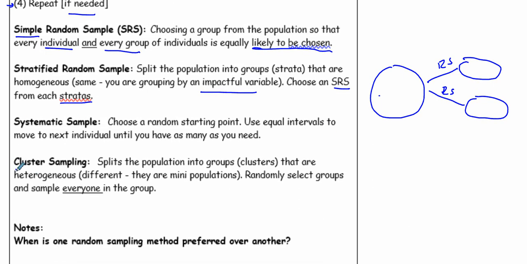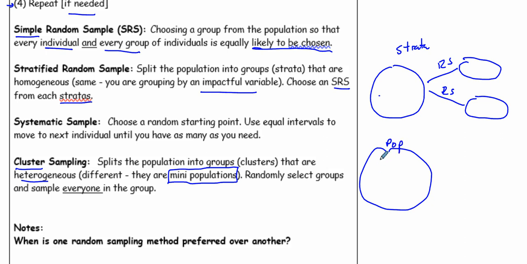And then finally, cluster sampling splits the population into groups called clusters that are heterogeneous, different. They are basically mini populations. That's the key thing: when you talk about heterogeneous, they are mini populations of the same thing. Unlike strata, where you take a sample because you think one group might be different from another, here there are clusters of individuals that make up the entire population, and they're pretty much the same all around. Then we randomly select one or more of these different groups, and we sample everyone in the group.